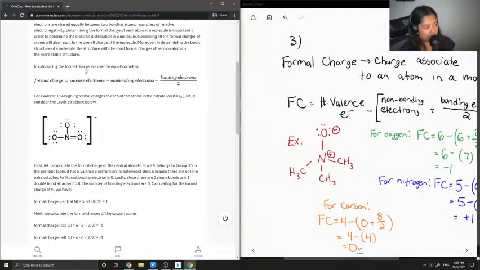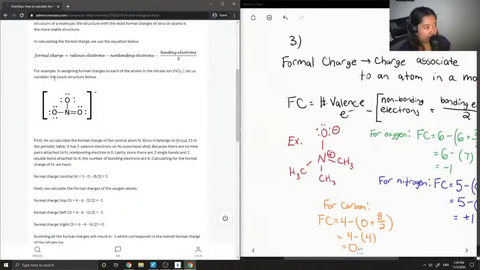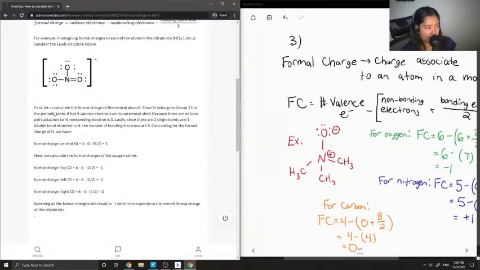In calculating the formal charge, we use the equation below. Fc equals valence minus non-bonding electrons minus bonding electrons divided by 2. So here they have an example with the nitrate ion, and they drew out its corresponding Lewis structure.